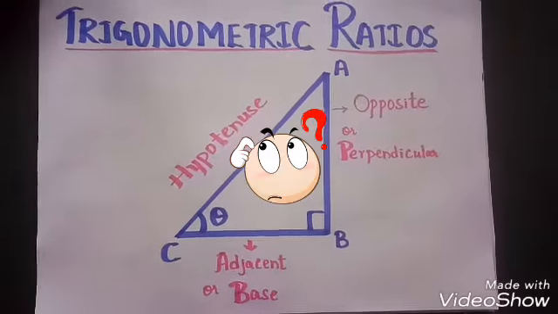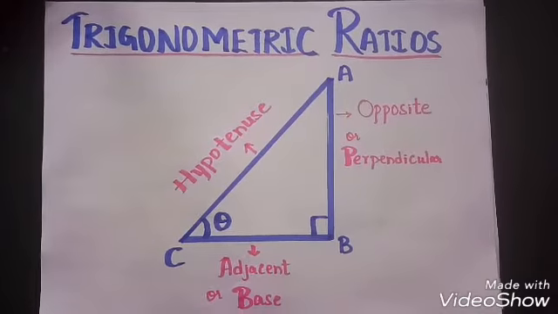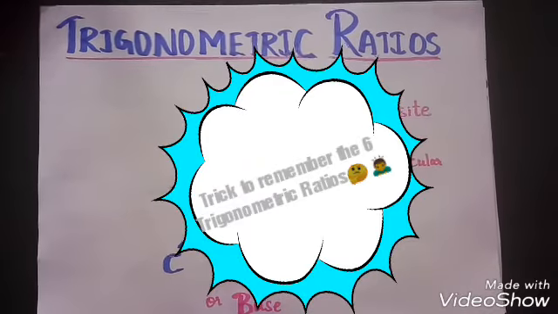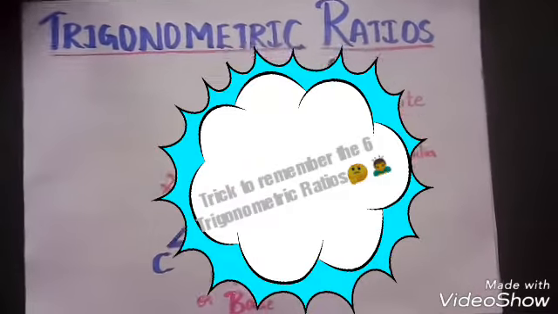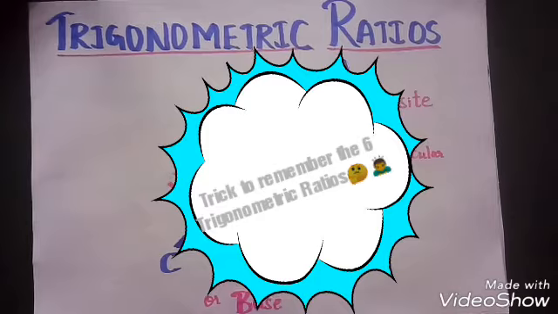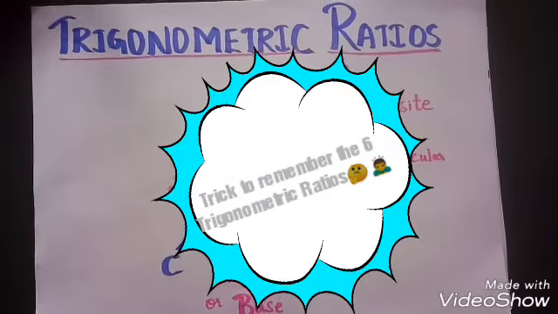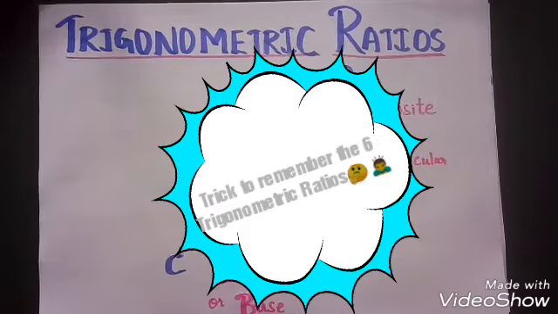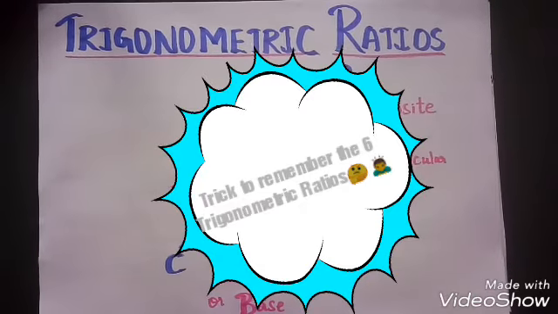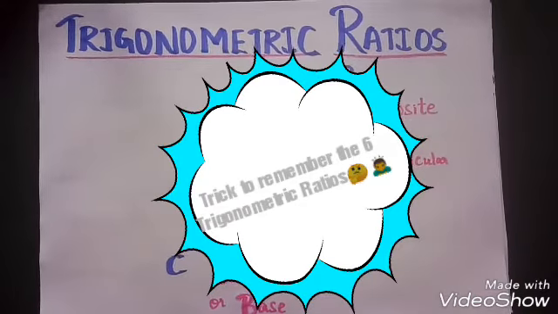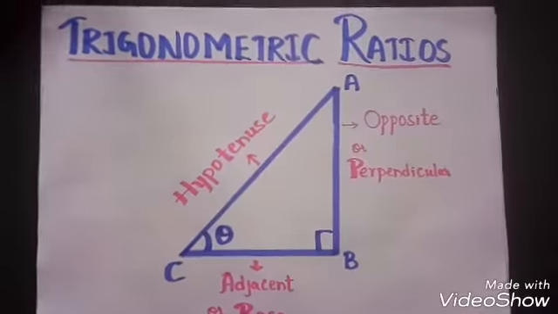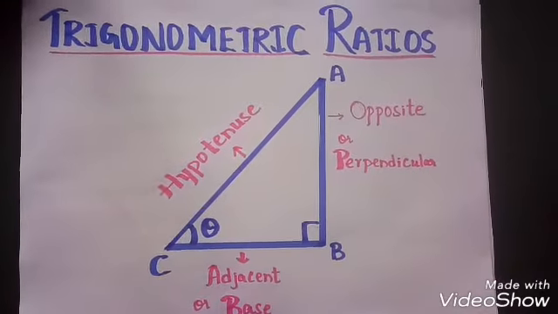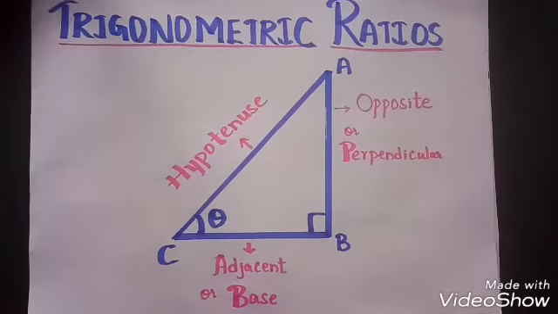Hello students, today in this video we are going to learn a trick to remember trigonometric ratios. Most of you get confused remembering the trigonometric ratios. So today we'll discuss a trick which helps you to remember the 6 trigonometric ratios very easily. Before going to the trick, first we'll understand what the different sides are called in a right angle triangle.